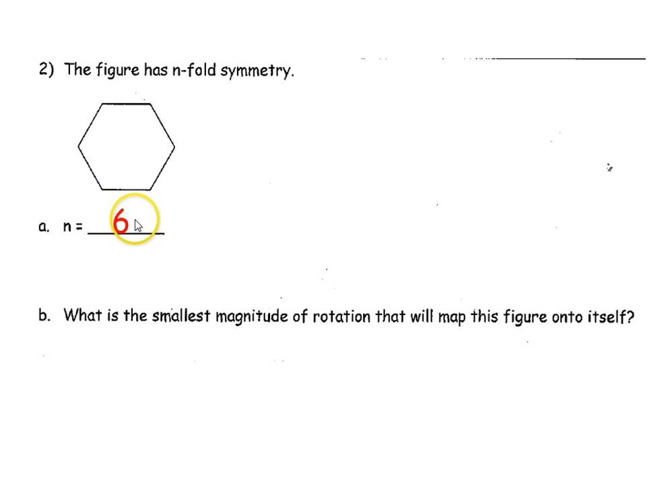N is 6, and the 6 represents how many times you will see the hexagon as it appears now when we rotate it 360 degrees.